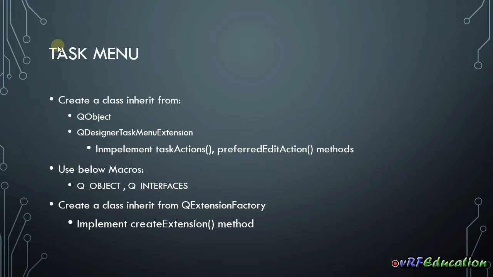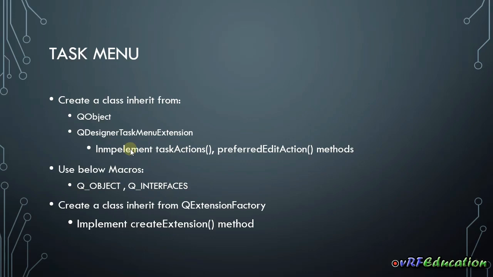And the last thing we're going to cover in this session is creating a task menu for our custom widgets. Task menus are considered extensions for widgets inside the Qt Creator environment, so Qt provides a way that we can manage these extensions. First of all, we need to create a class that inherits from QDesignerTaskMenuExtension. And inside this class, we need to override or implement taskActions and preferredEditAction. By using these two, we're going to provide the actions, or QAction instances, that we want to add to the context menu for a custom widget at design time. And also you need to use these macros inside this class.